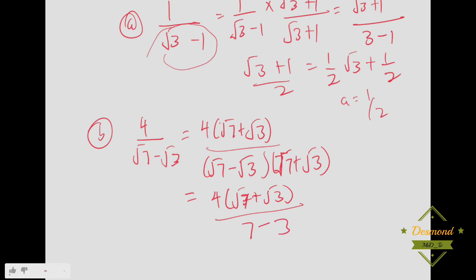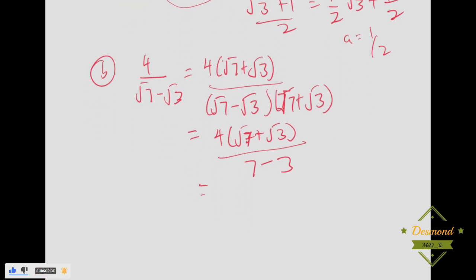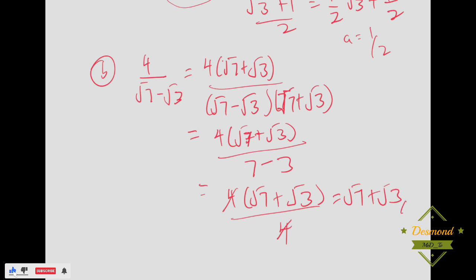You can just calm down and try to do it on your own. You get something like this. When you do it, you should get 4 multiplying root 7 plus root 3 on 4. This 4 down here will cancel the 4 on top here. Then lastly, you should get root 7 plus root 3. That's your final answer. It's something very simple.